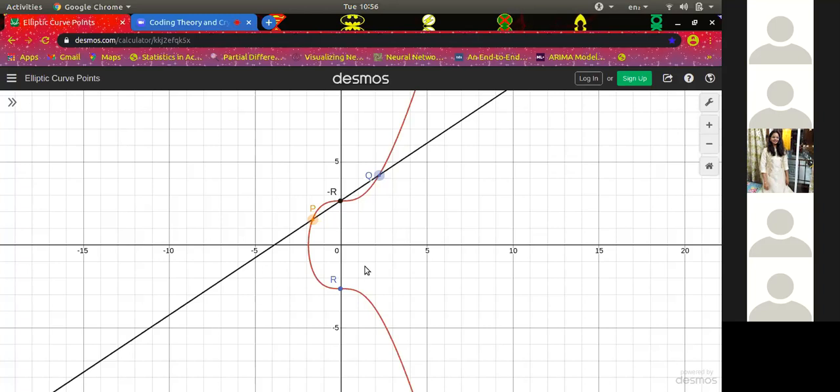Actually, there are other things like continued fractions. Some people combine these two also. A lot of applications are available, so elliptic curve cryptography applications are a very vast area.